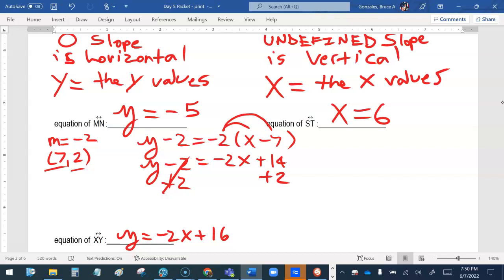Okay. Hopefully you have all that down and you know how to take 2 points, get a slope, take one of those points and the slope, plug it into the point slope formula, and then solve for y to get the slope intercept form. Cool.